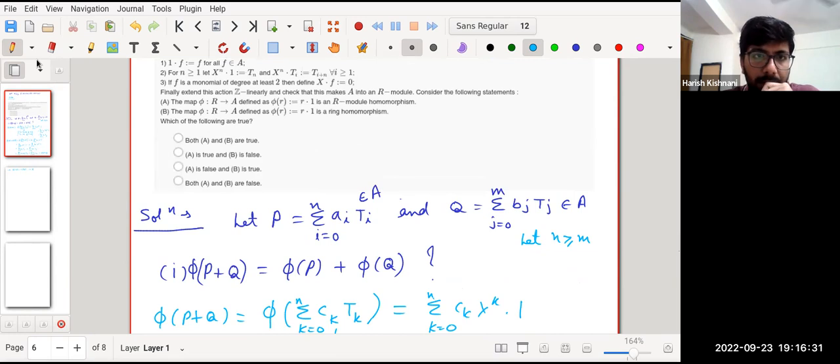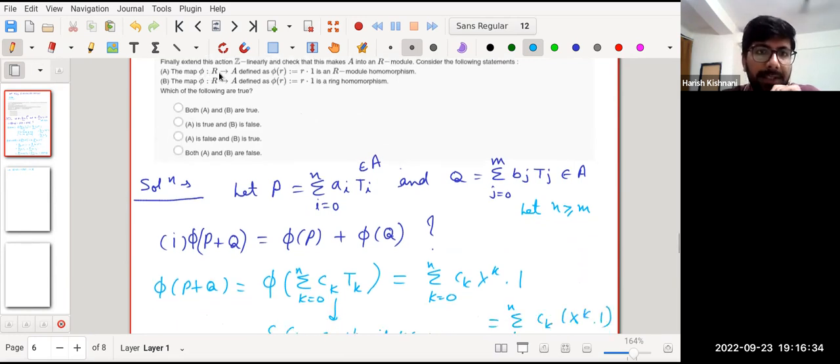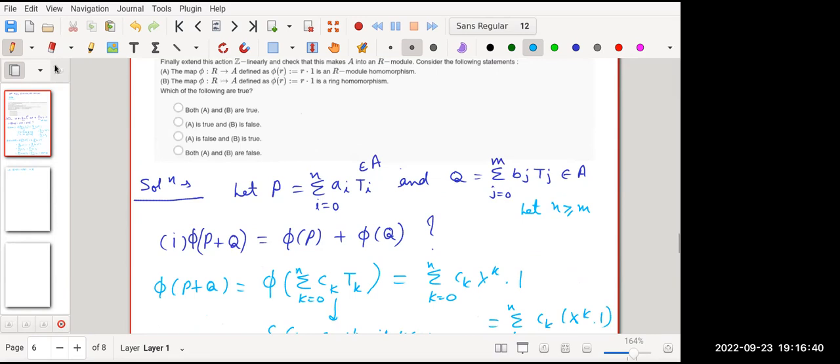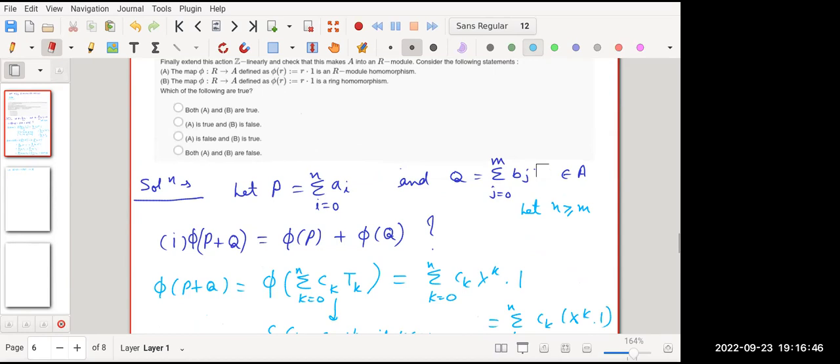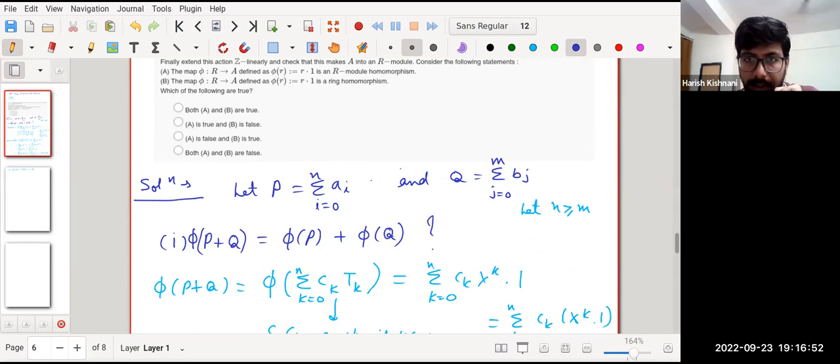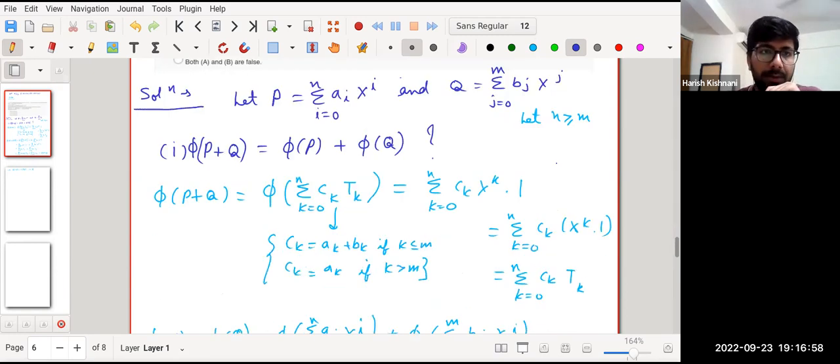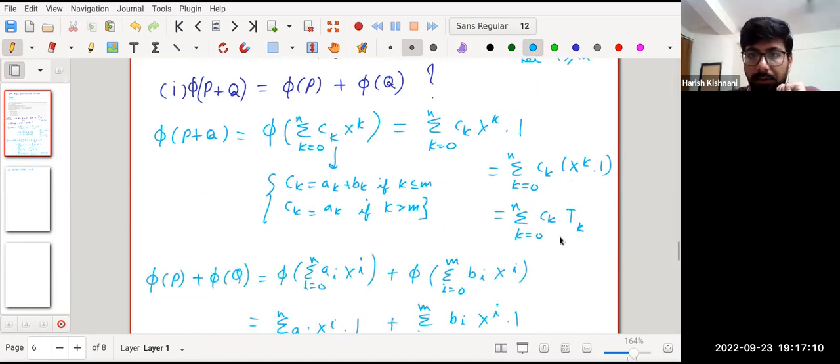No, see, the domain is R, right? For module homomorphism, it will be an element of R. Okay. So it is AI XI BJ XJ. So here also you will have P plus 2. This will be XK, and then this will follow, and that is inside A. It is from R to A, so it is giving you an element of A. So that is okay.